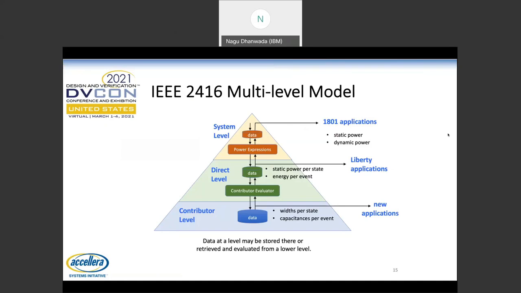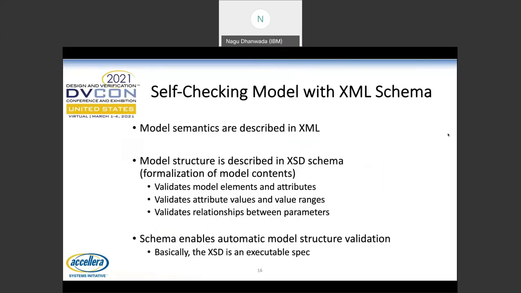Now, in the middle is the gate level or direct level of the multi-level model, where we could have Liberty-like data that is served up via power expressions to the 1801, or directly the static power per state and energy per event can be served up for Liberty applications. We use an XML schema. Think of it like a self-checking model, where the model structure is described in an XSD schema, and there's a formalization of the model contents, and the schema enables automatic model structure validation itself.